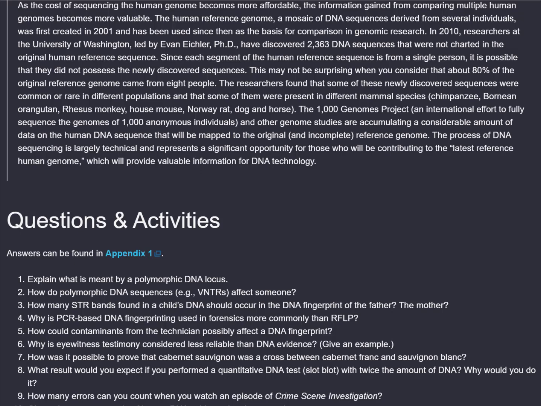In 2010, researchers at the University of Washington, led by Evan Eichler, Ph.D., discovered 2,363 DNA sequences that were not charted in the original human reference sequence. Since each segment of the human reference sequence is from a single person, it is possible that they did not possess the newly discovered sequences. This may not be surprising when you consider that about 80% of the original reference genome came from 8 people.